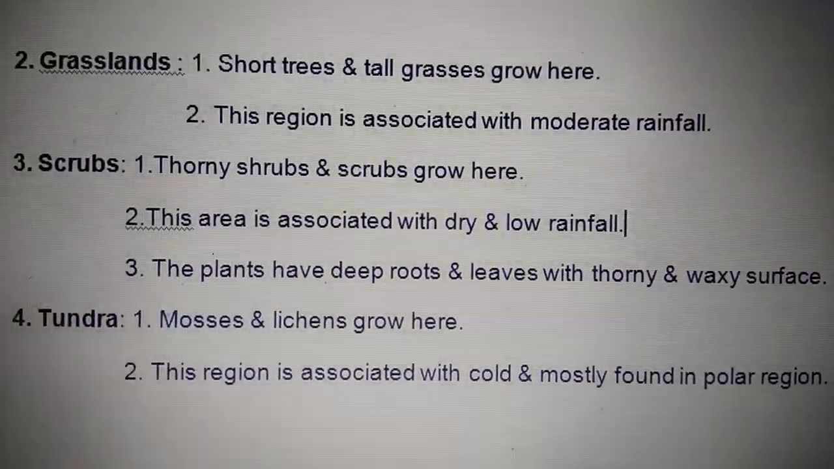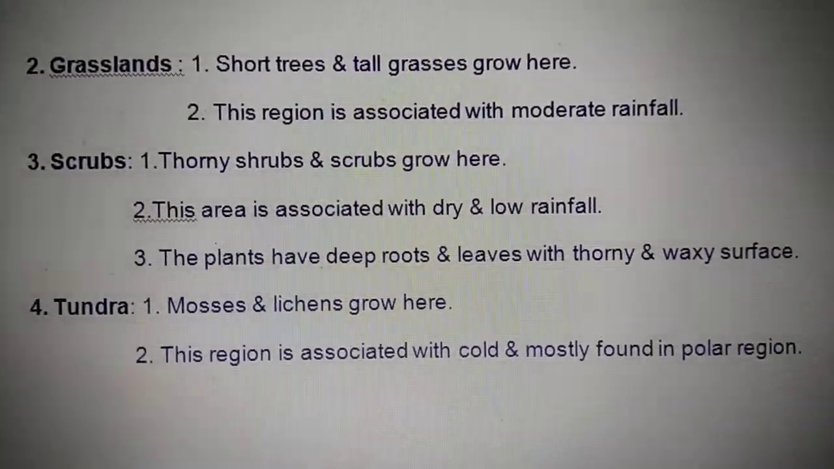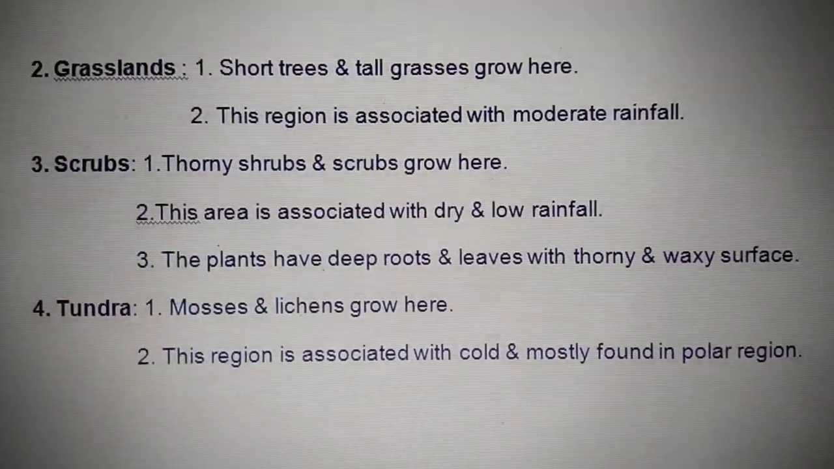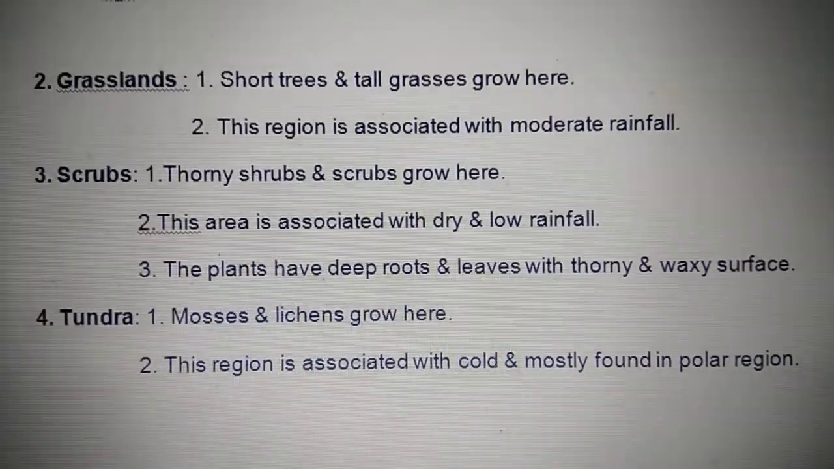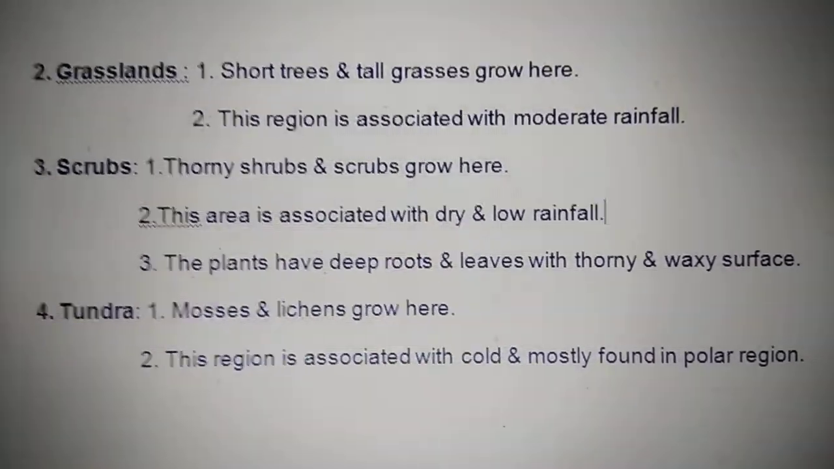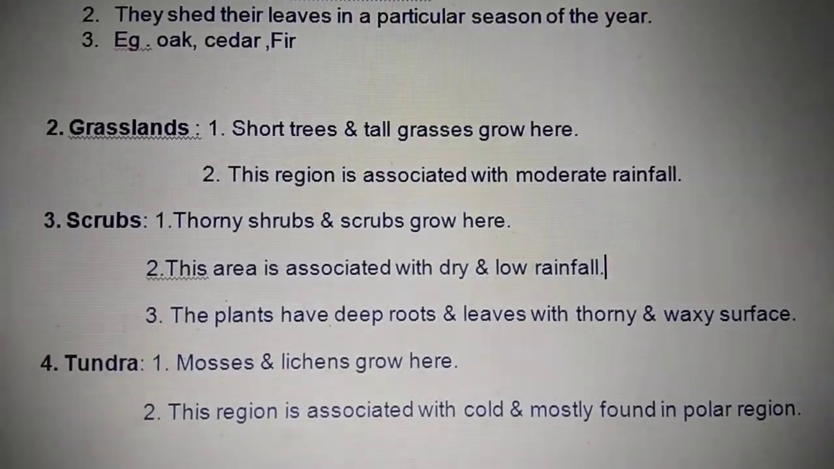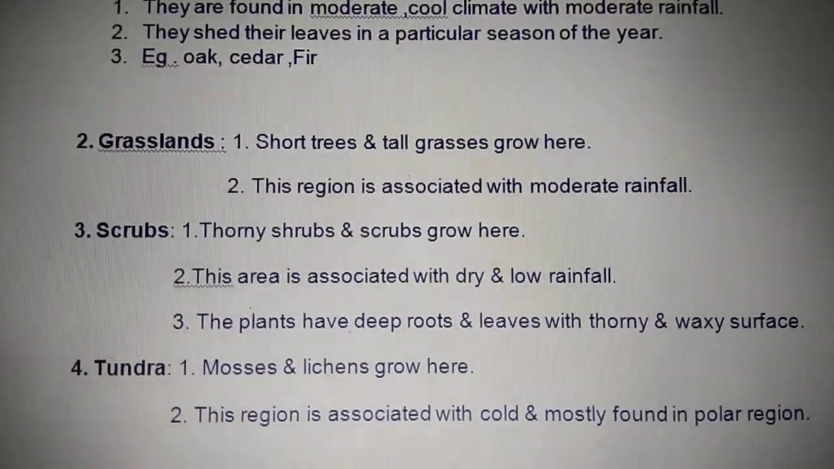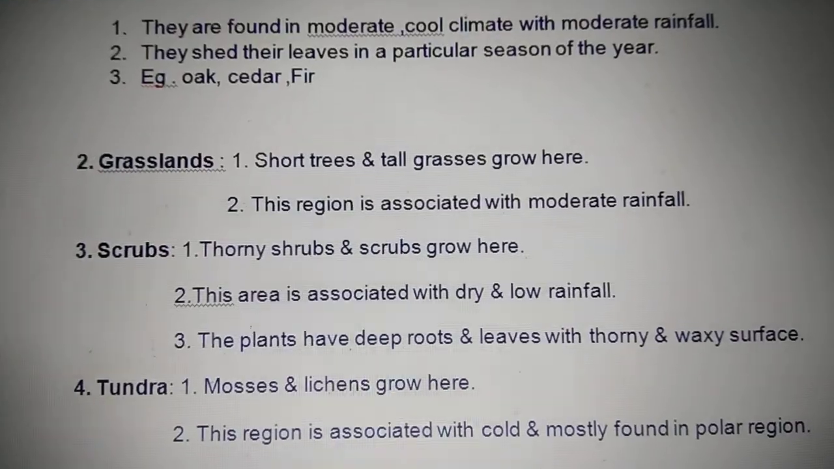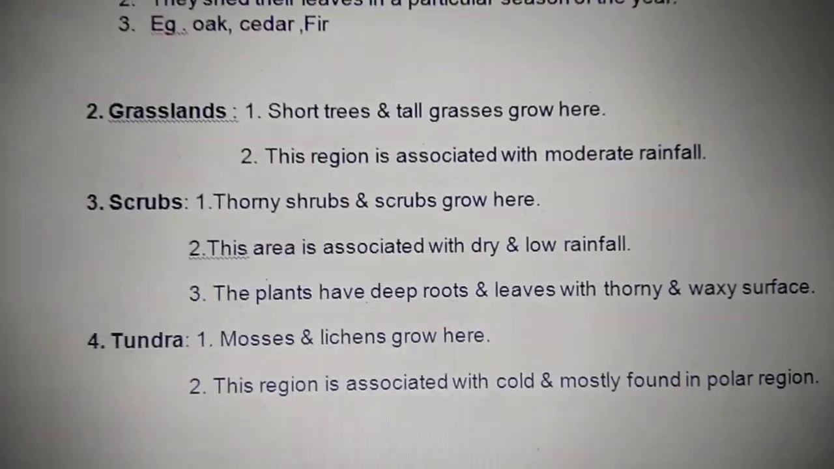Now, where is tundra vegetation found? They are normally found in the cold regions, normally in the polar regions. And what kind of plants grow here? Mosses and lichens grow here. So, what are the four types of vegetation? Forest, second is grasslands, then scrubs, and then tundra.